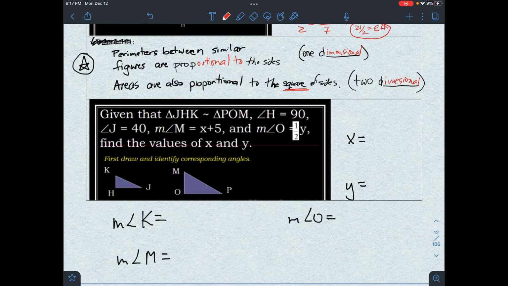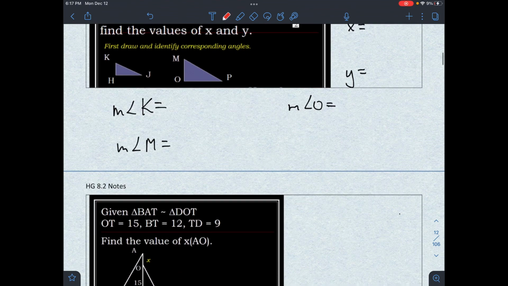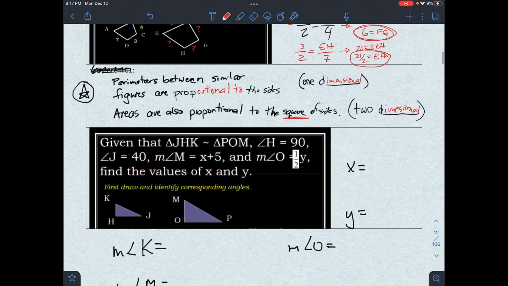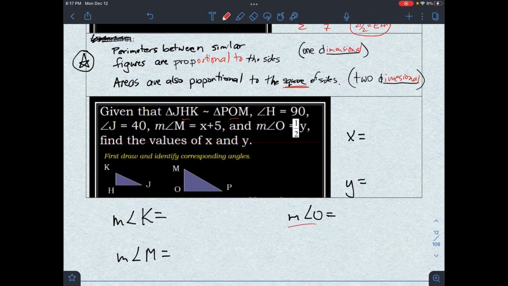All right, last problem here. I guess we got 2 more problems here. Given that triangle blah is similar to POM, angle H is 90, so now I know angle O. Oh, they asked me for measure of angle O here. It will be 92. But it's equal to 1/2 y, according to right here, right? So, therefore, y is equal to 180.